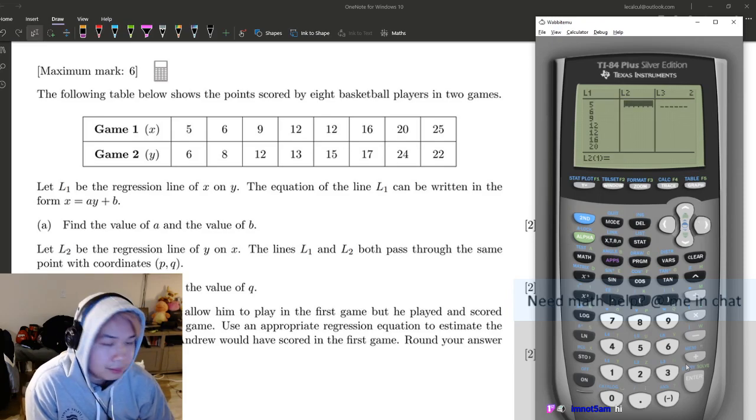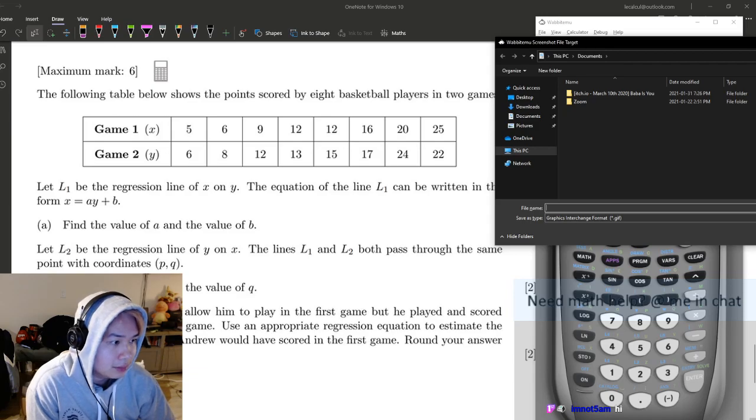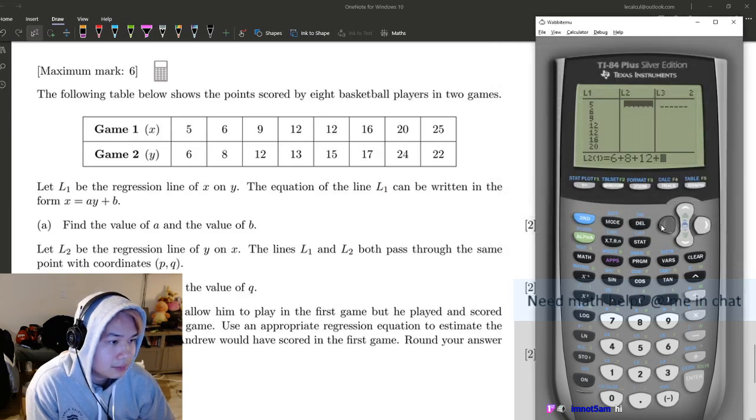And then my y values are 6, 8, 12. Whoa. Uh-oh. 6, 8, 12, 13, 15, 17, 24, and 22. Oops. 22.